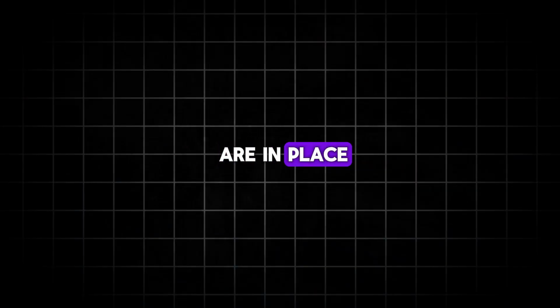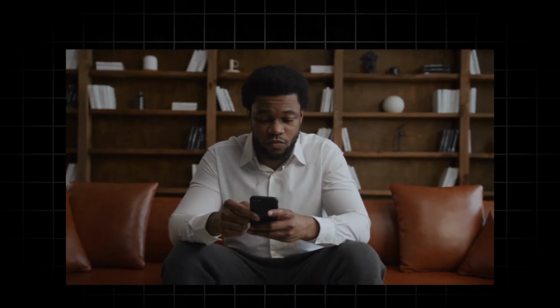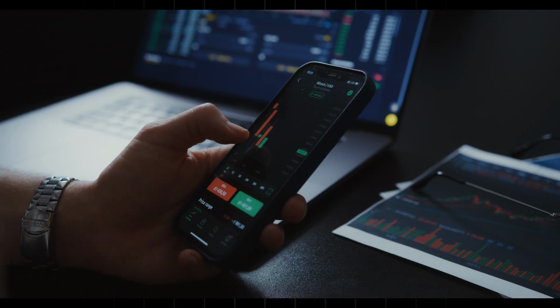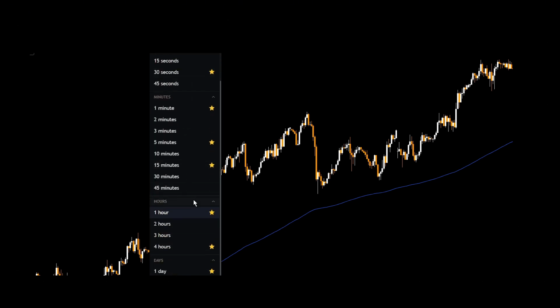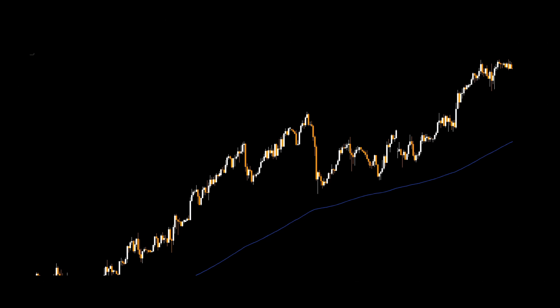Now that our tools are in place, let's put it all together and dive into the strategy itself. Remember, we're only trading with the trend, no exceptions. So, the first step is to switch to the 1 hour time frame and check what the market is doing. In this case, we can clearly see that it's in an uptrend.